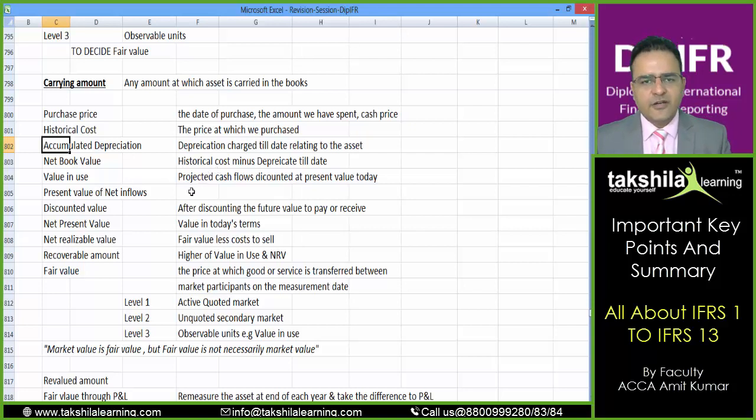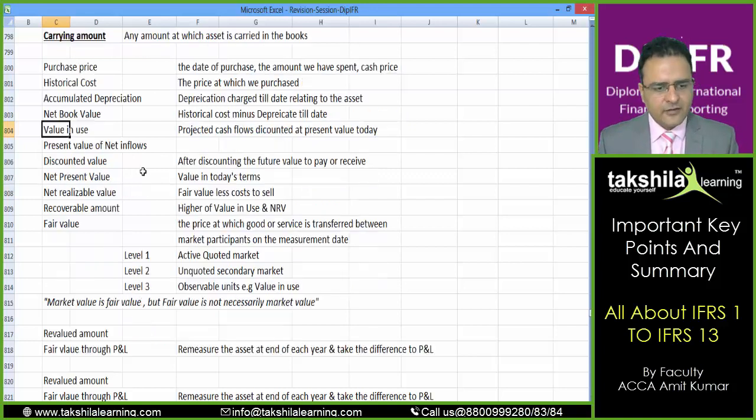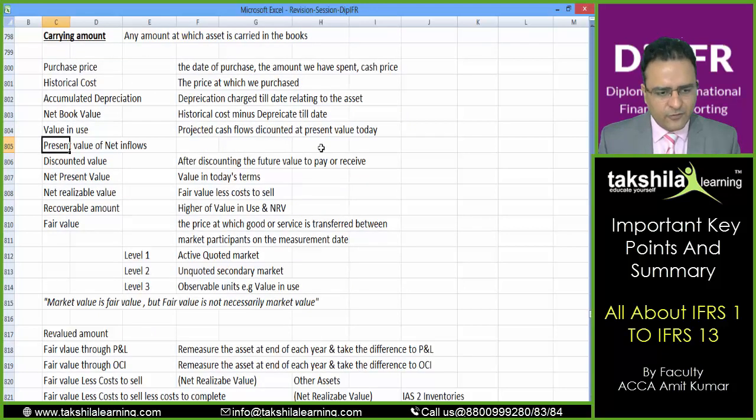If you are directly reducing the value of the asset from the purchase price, you are recording it at net book value. You are charging depreciation to the historical cost and you are not recording it at historical cost anymore. Value in use is your projected cash inflows discounted at present value. So what is the outflow from that asset? What is the inflow, projected inflows? And when you discount all those cash flows to present value, the net inflows is representing the value in use of that asset. Present value of net inflows.